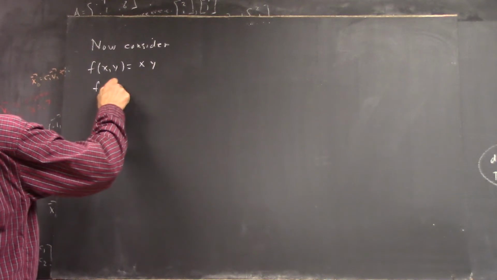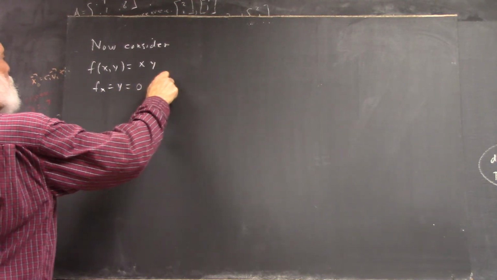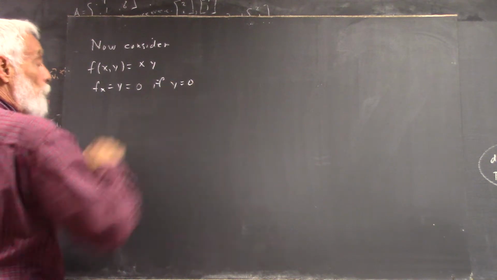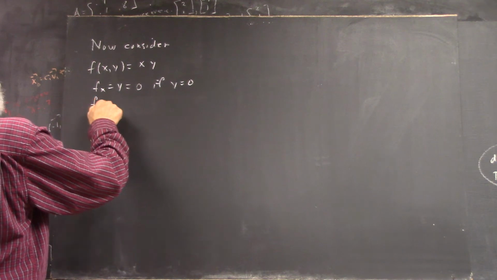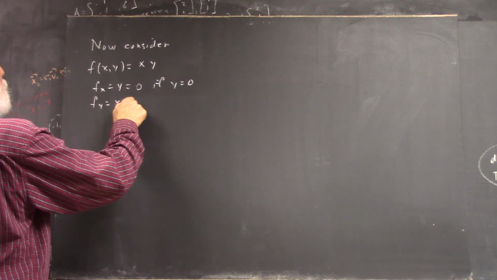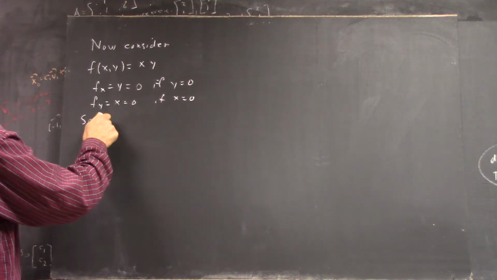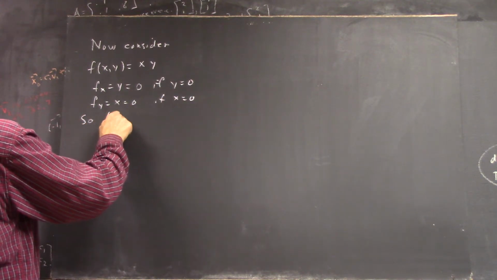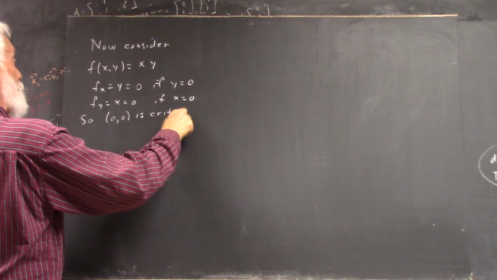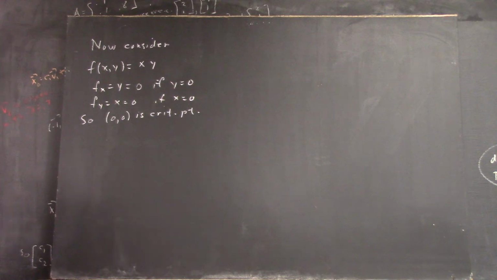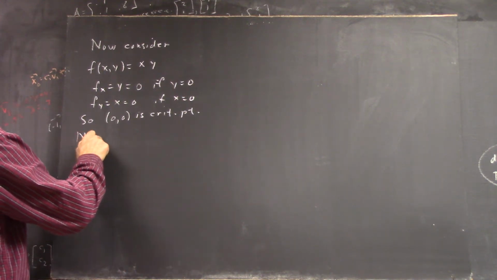So fx equals y equals 0. Geez, if y equals 0, right? Fy equals x equals 0 if x equals 0. So this is a critical point. Okay? Now test.